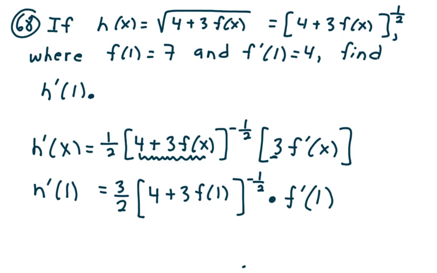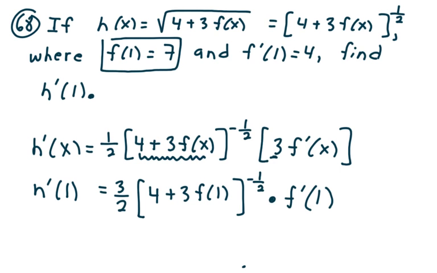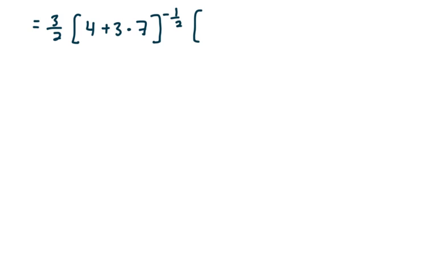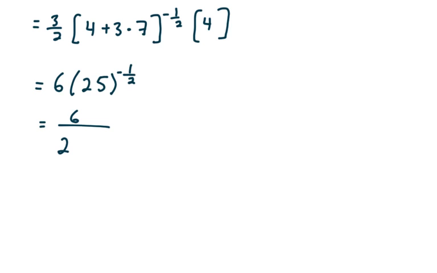Now, f of 1 is 7. That's up here. So this is equal to 3/2 times the quantity 4 plus 3 times 7 to the negative 1/2 times f prime of 1 is 4. So I'm going to put a 4 there. But 3/2 times 4 is 6. So this is 6 times 25 to the negative 1/2, which is 6 over 25 to the 1/2.